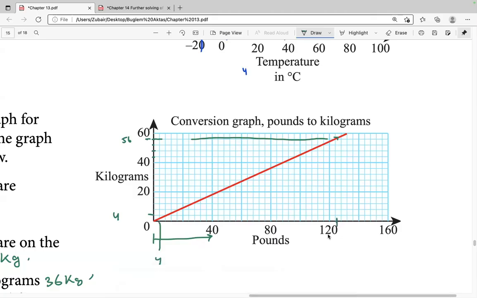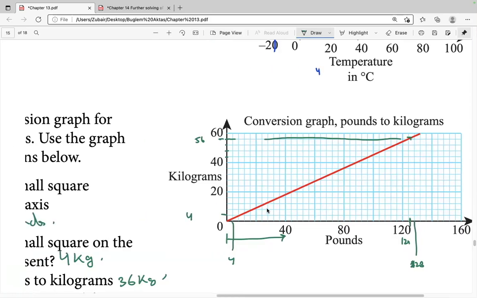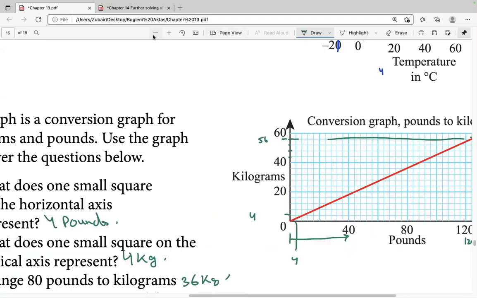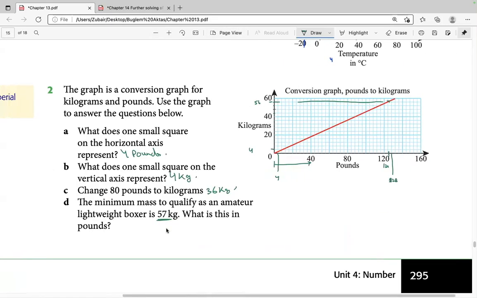So this is 120 and the next line is 124. It is something more than 124 and definitely something less than 128, because 2 boxes are 4 units. So a little more than that is 125. And when I use the calculator, I'm getting 126.6.